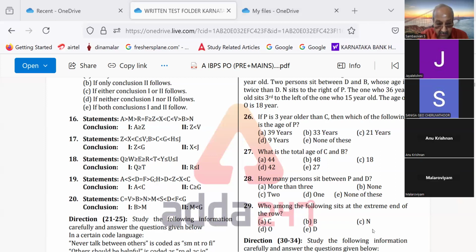Sir, one doubt. Yes. In conclusion one, instead of A greater than or equal to Z, if it was A greater than Z, would it be correct to say both conclusions will be correct? A greater than Z will be correct. Then both will be correct. Yes, both will be correct. You are right. Good, good. Like that only. Each one should try to help others by explaining things.